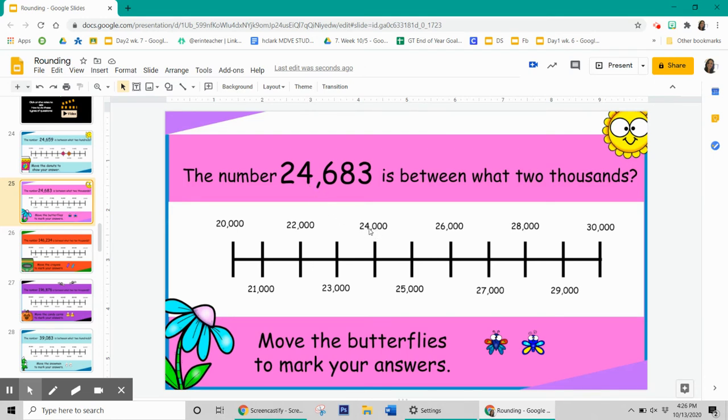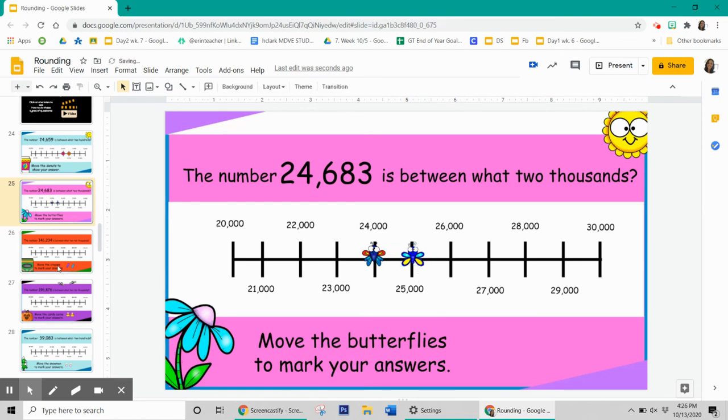Here's a clue. Your lower benchmark will always be the same digit that you already have. That 4 stays a 4. That's your lower benchmark. If you took away the 683 and went down, you would still have 24,000. So we're going to put one butterfly on 24,000. And then our next benchmark is if we rounded up and took this up to another 1,000, that 4 would go up 1 and it would become 25,000. So that's how you find the benchmarks.